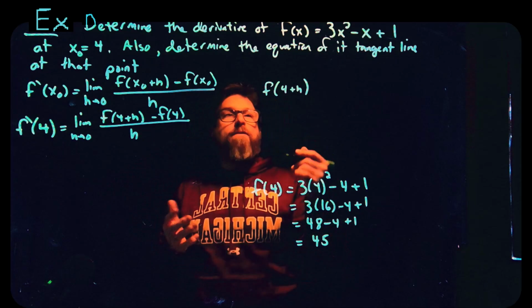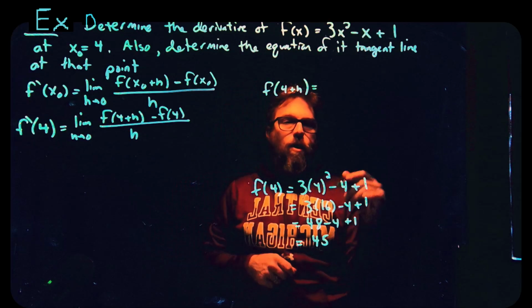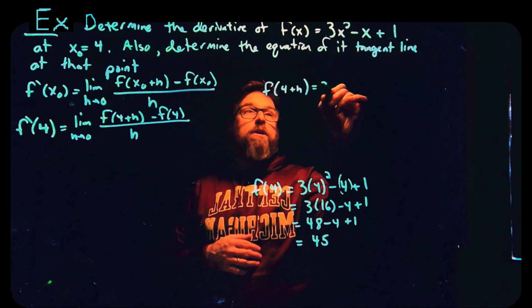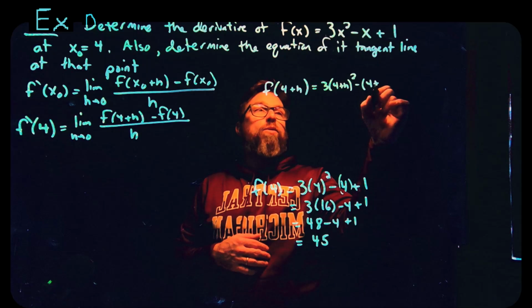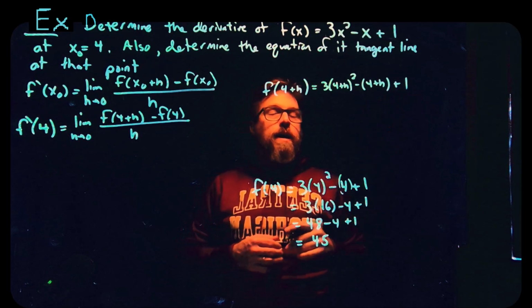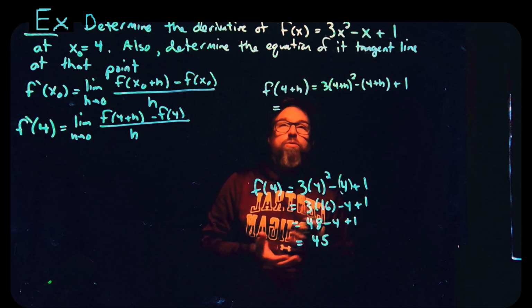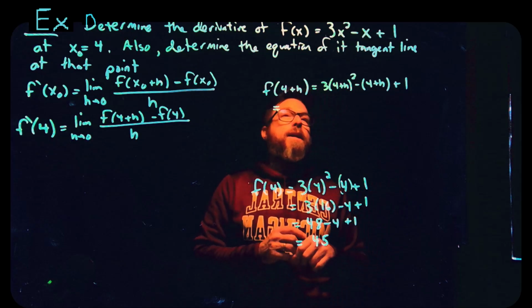Now, if I do f of 4 plus h, it's slightly more complicated because instead of having a 4 in all those locations, 4 in each one of those pieces, I'm going to have a 4 plus h there. So this is 3 times 4 plus h squared minus 4 plus h plus 1. And remember, simplifying is the same thing as evaluation. You just go through the order of operations like this. I did the powers first, and I did multiplication second, and I added and subtracted last.